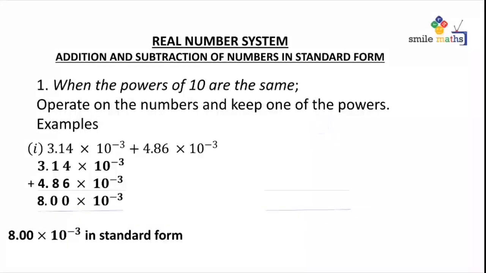So we have an example which is 3.14 times 10 to the power negative 3 plus 4.83 times 10 to the power negative 3. So as you can see, their powers are all the same. So we are going to add 3.14 and 4.86, which is going to give us 8.00. Then we keep one of the powers. So it's going to be times 10 to the power negative 3. We are not going to add them because we can only add them when they are multiplying. So the answer becomes 8.00 times 10 to the power negative 3, which is already in standard form.